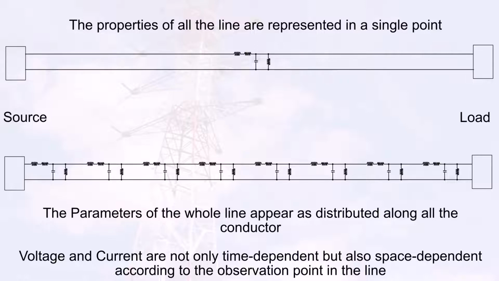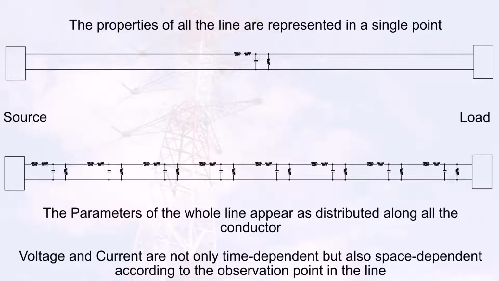You can compare this with the model shown in the figure below, in which the parameters of this line are distributed along the whole length. We can divide the whole length of our line into delta x segments, and if we take these segments arbitrarily small, then we can work with calculus to obtain very useful results. So in this case the voltage and the current will be not only time dependent but also space dependent, because now we will have a variation depending on the point where we use our measuring device.